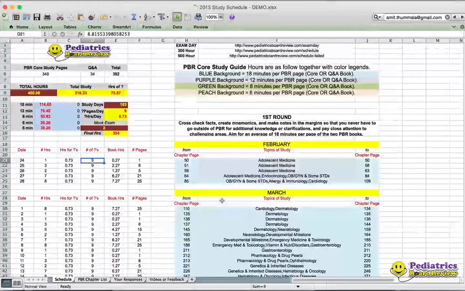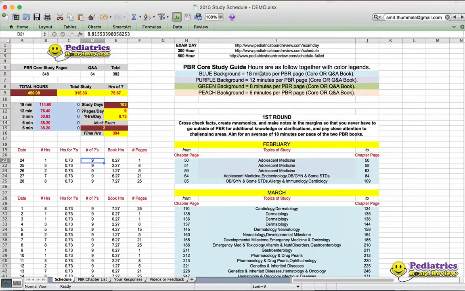And that's why you may start off at 18 minutes per page for a round of studying all of the core material, but then it's going to move faster, a 12-minute round, and then an 8-minute round. And by the end, hopefully, it shouldn't be taking you more than about 6 minutes per core study guide page to get through the material, okay?